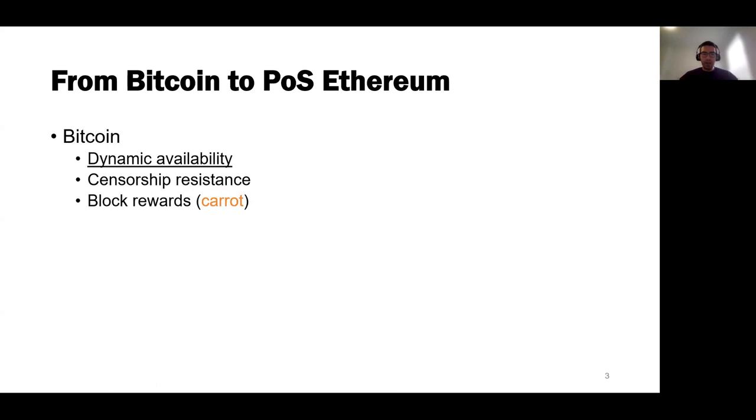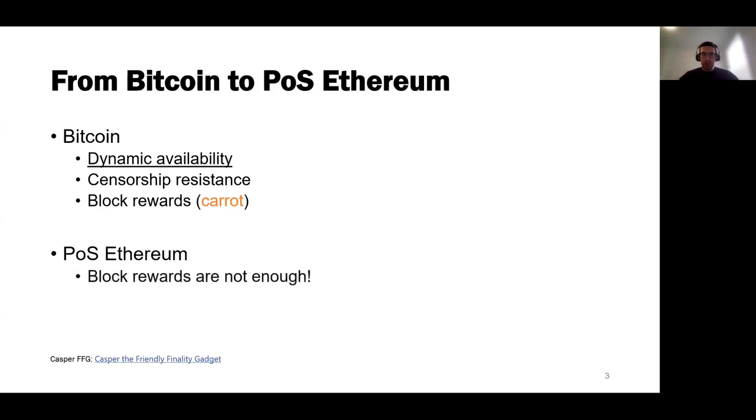An ongoing trend in the blockchain space is the shift from proof of work to proof of stake. One major protocol where this shift is manifested best is proof of stake Ethereum. An observation behind proof of stake Ethereum was that the block rewards are not enough to align the incentives of the protocol participants. The reason for that is that the protocol participants could always benefit from safety attacks through double spends, etc.